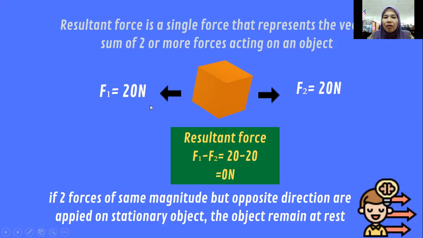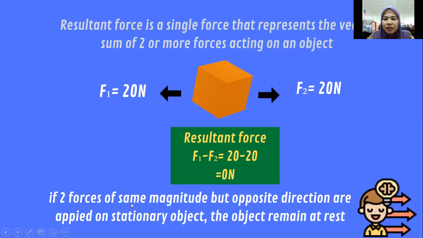First thing first, we calculate the magnitude. We have force F1 acting to the left with a magnitude of 20 Newton, and the other force F2, with a magnitude of 20 Newton, acting to the right. To find the resultant force, we find the sum of the forces, that means you have to consider the greater force. But in this situation, we have equal magnitude of force, so the resultant force is equal to 0.